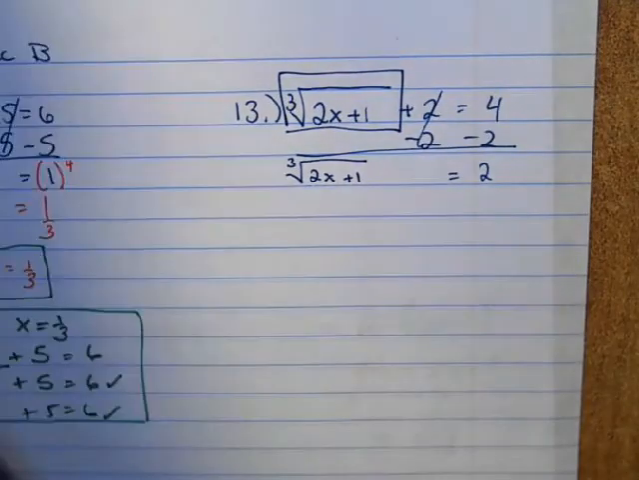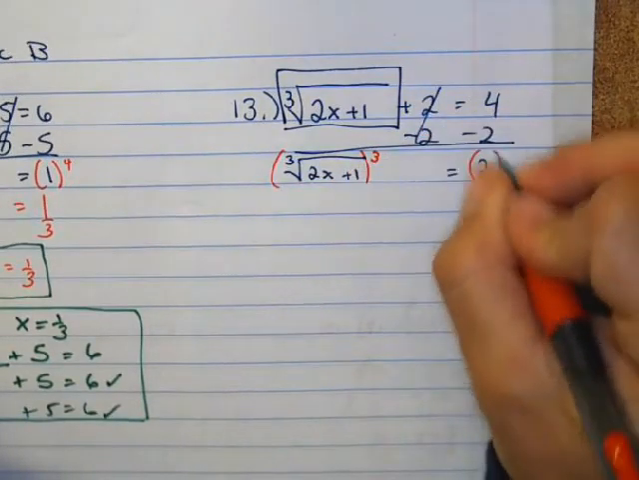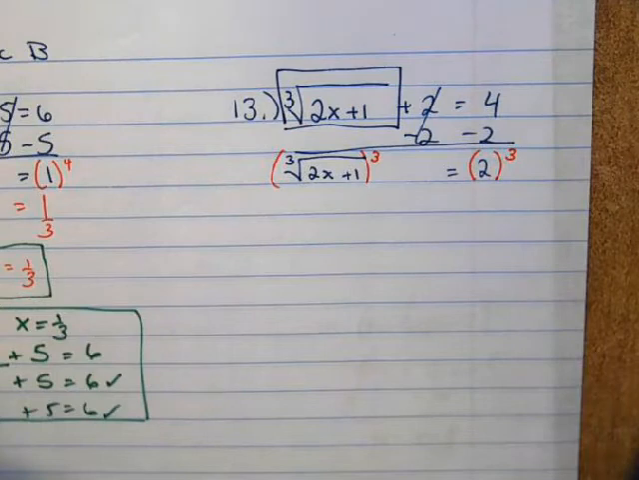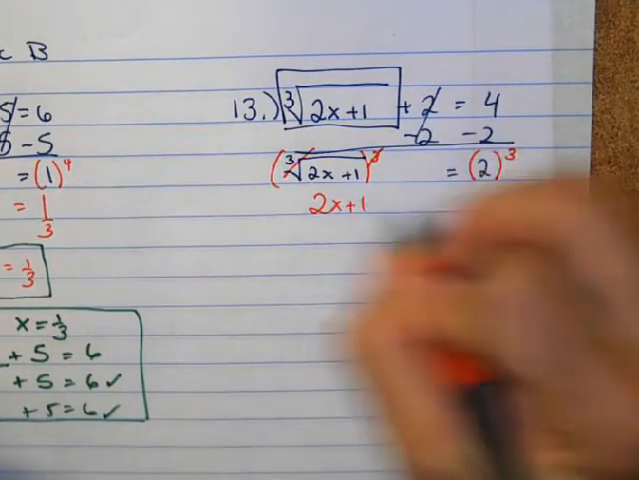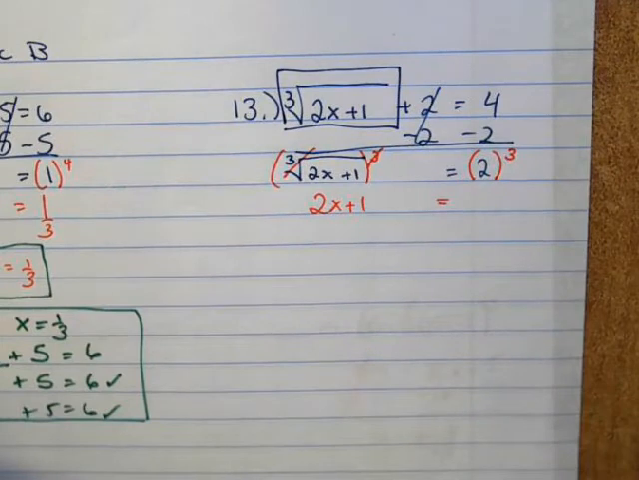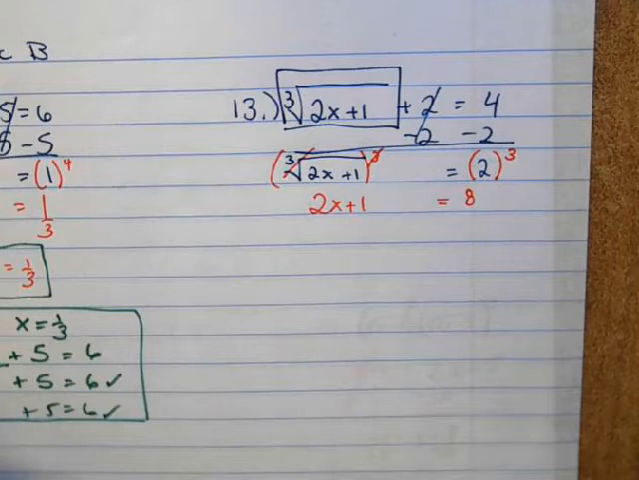Now I'm at the step where I'm going to raise it to the reciprocal power. The reciprocal of the cube root is raising it to the third power. Cubing the cube root makes them cancel each other out, and I'm left with 2x plus 1 underneath. And then 2 to the third power on the right side is 8.